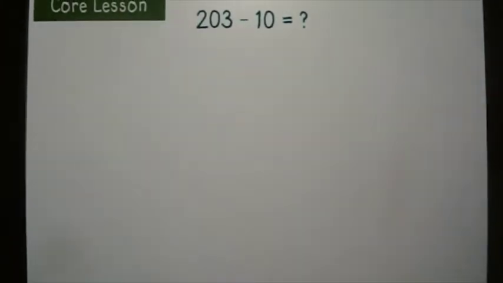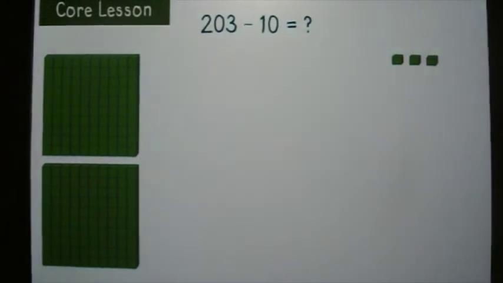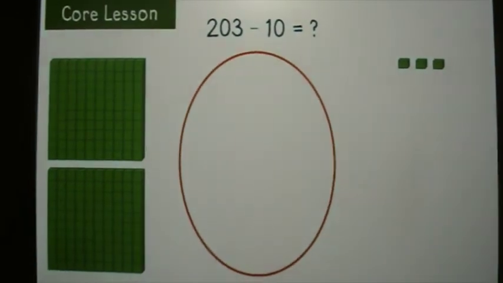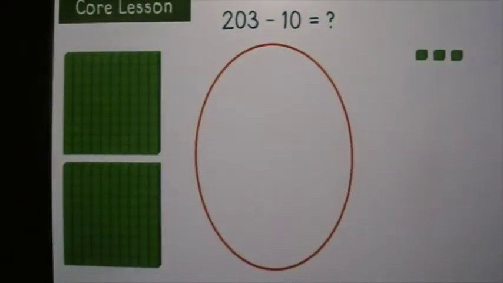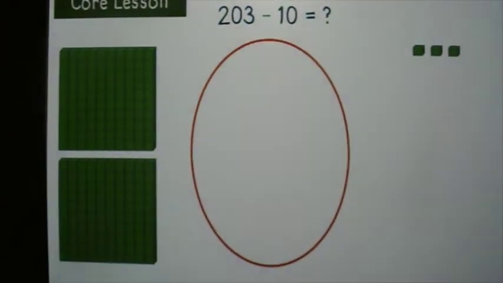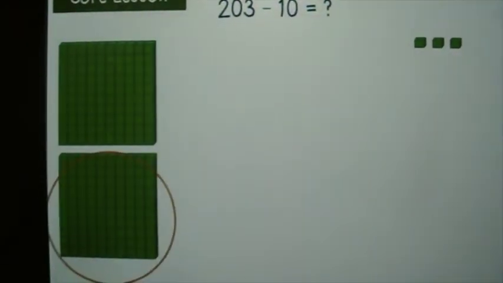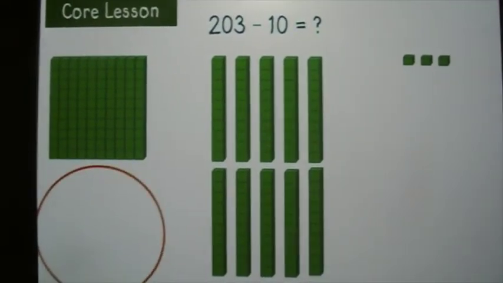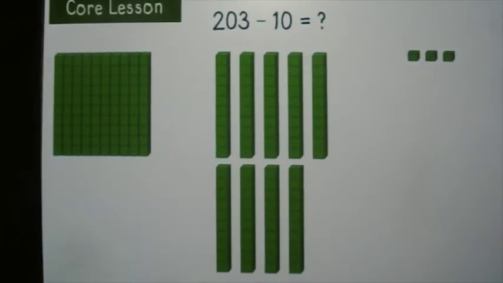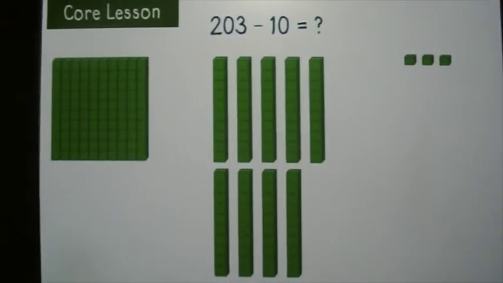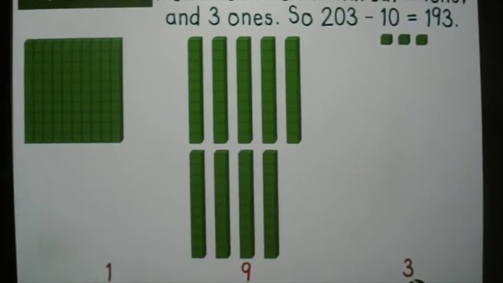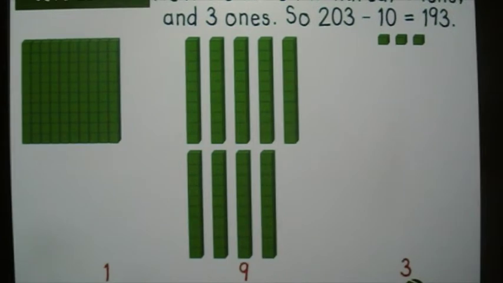So here's the number 203 in base 10 blocks. Here's a 0 in the tens place. Since I need to subtract 10, what I can do is decompose one of the hundreds into 10 tens so that I can subtract. So I'm going to take this 100 and break it apart into 10 tens. Now, I'm taking one of those tens away. So now I have 100, 9 tens, and 3 ones. So 203 minus 10 equals 193.